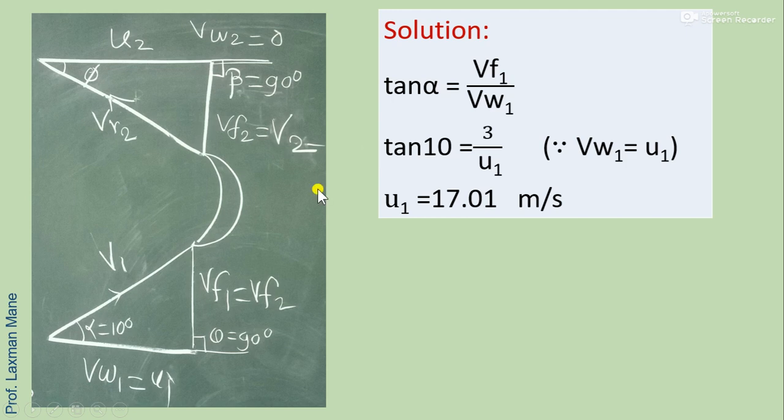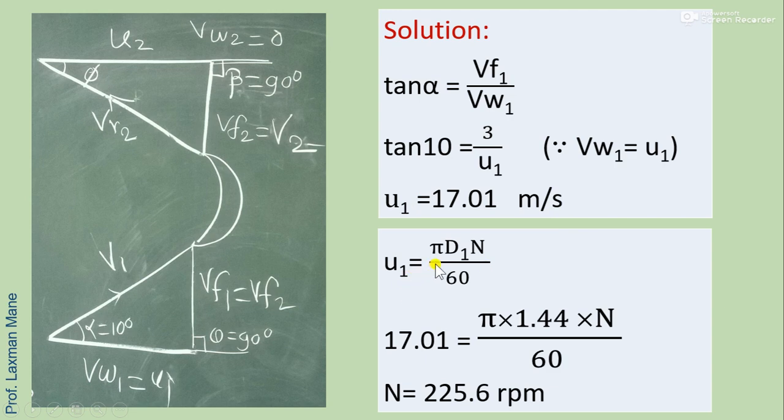First of all, we will take the tan alpha ratio, the basic formula, but here VW1 is equal to U1, thus in the formula U1 comes, upon flow velocity, which is given. So from this you get the U1 value. By using the formula for U1, that is pi D1 N by 60, you can obtain the value of speed, because here U1 is calculated and external diameter is given. So N is calculated, the speed of the turbine.